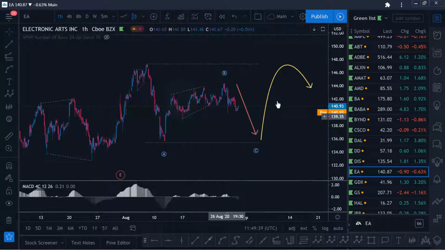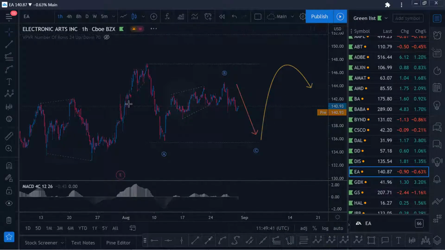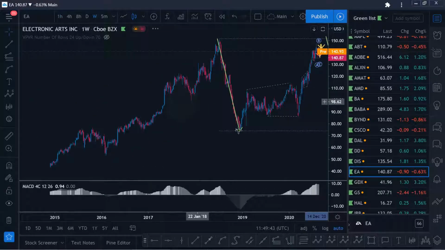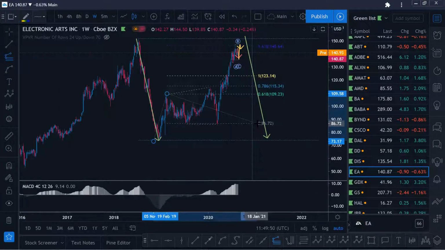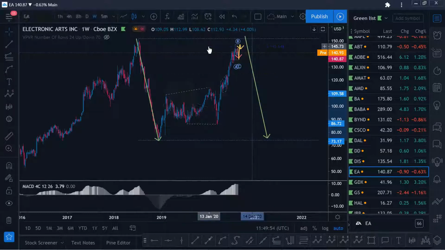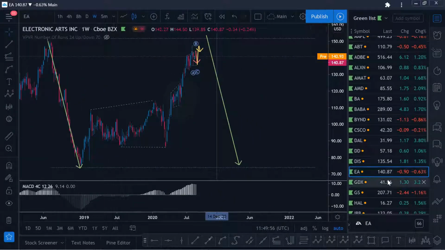So let's see how this plays out, but definitely zooming back out to the weekly, you see exactly why we're looking at this as a potential short. Really clean price action. And if you measure this A of B wave, you'll see that we're touching on that 1.618 extended wave region. So just really clean price action and a really good indication we are heading lower.